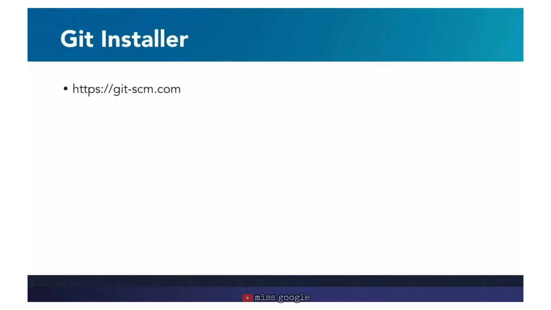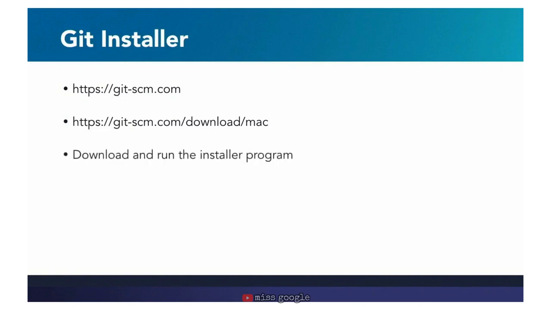We can find out all sorts of information about Git, and there's a link that'll take you to download the Mac software. That's git-scm.com/download/Mac. From there, you can download and run the installer program. I'm going to walk you through those steps.